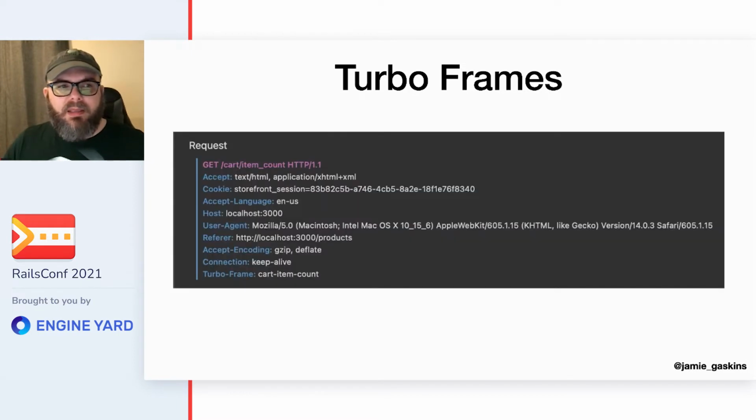And the request behind the scenes looks something like this. Notice we have this turbo frame header in the response saying cart item count. That's the turbo frame that we're trying to populate. The turbo JavaScript library makes the request for this content and it populates that header. So we can use that header to make sure that we provide the right turbo frame ID back in our response. And Rails uses this under the hood.